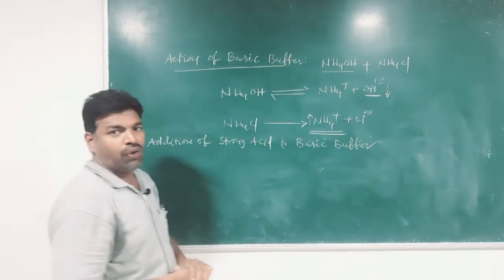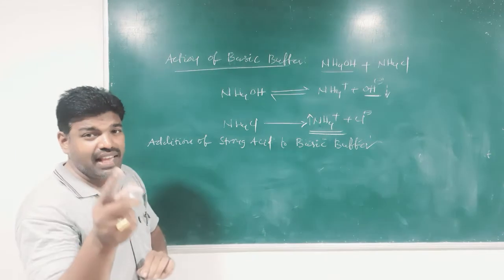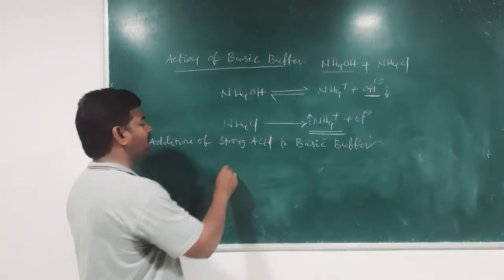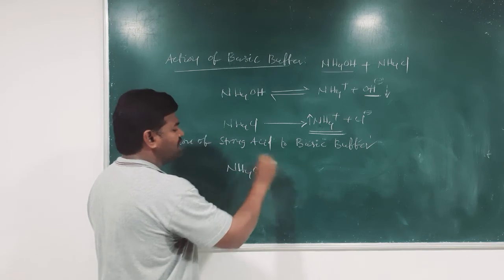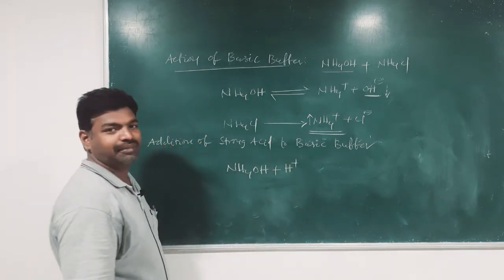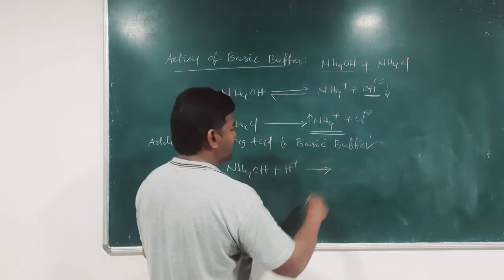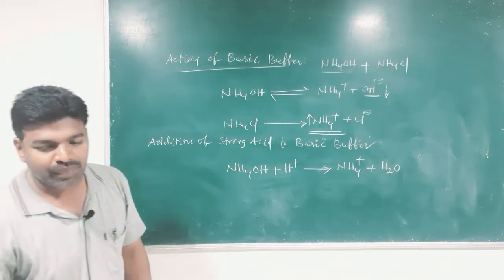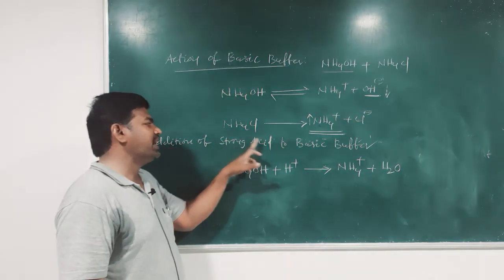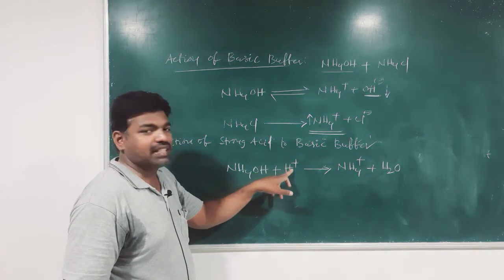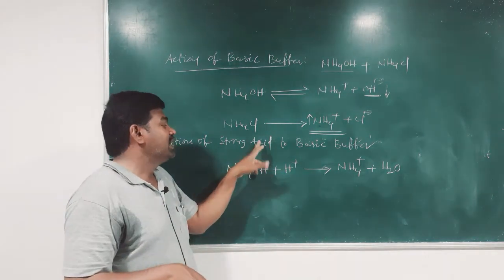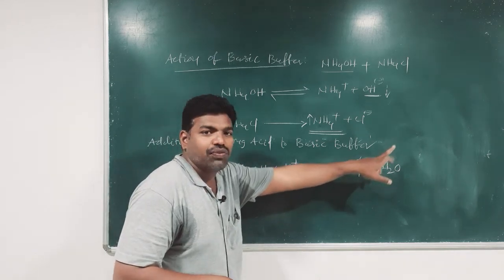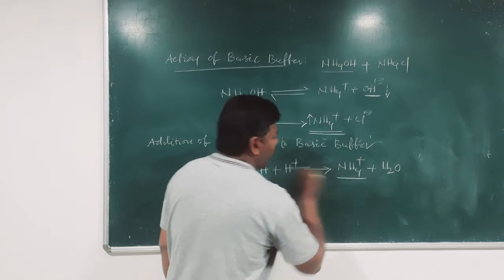So let us see what happens when we add strong acid to basic buffer. Strong acid is a source of H plus ions. Those H plus ions combine with ammonium hydroxide and form NH4 plus and H2O. So here NH4 plus ions are formed.